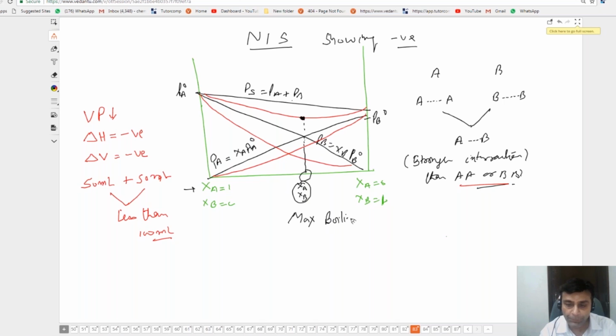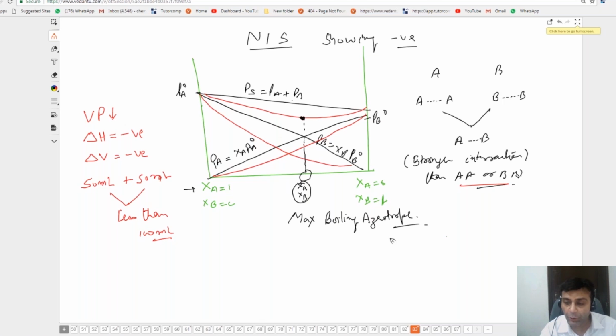What is azeotrope? Everyone, let me know what is azeotrope. Its components cannot be separated, cannot be distilled by simple distillation. It behaves like one pure liquid. That is called an azeotrope.